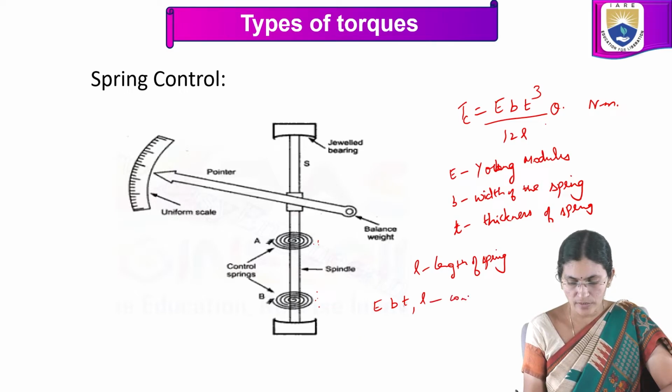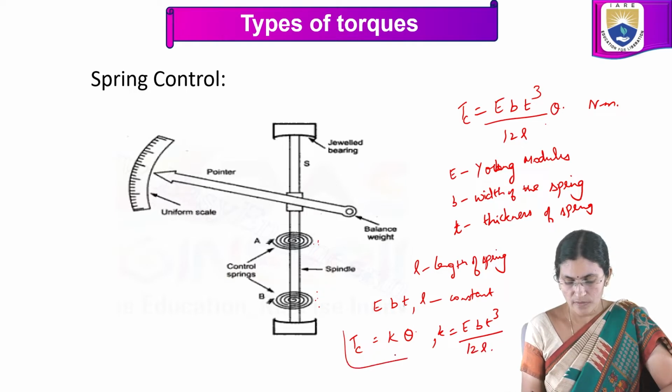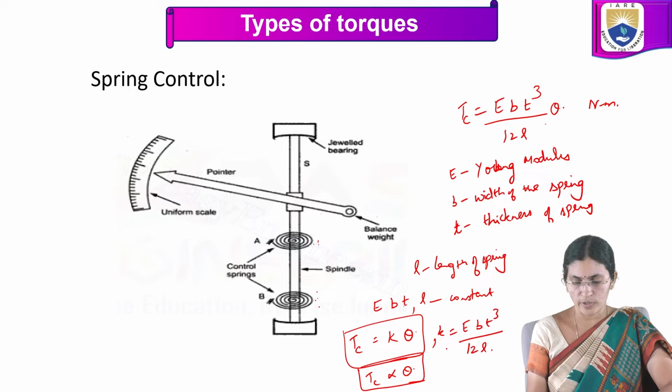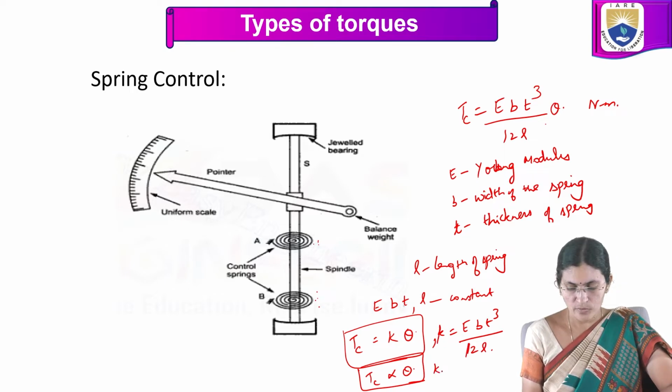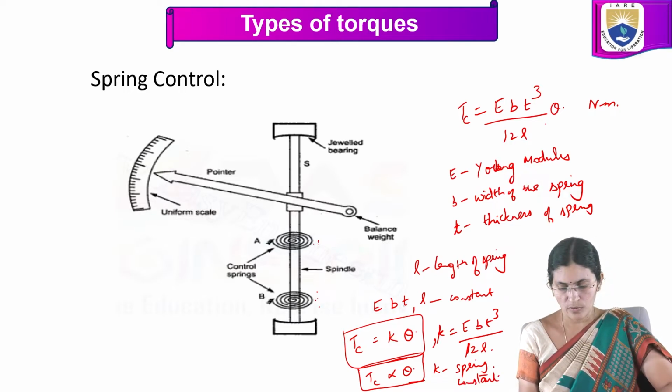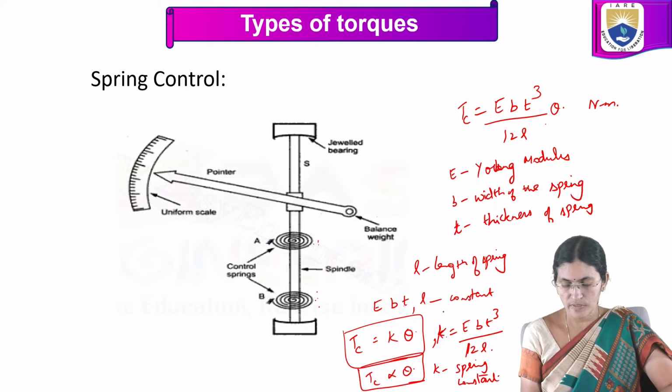So from this we can write Tc is equal to some K into theta, where K is equal to E into B into T cube by 12 into L. So from this we can say that the controlling torque is directly proportional to theta, the angle of deflection of the pointer. This K is also called the spring constant or restoring constant, or the other name is control constant. This K is constant for a particular type of spring.